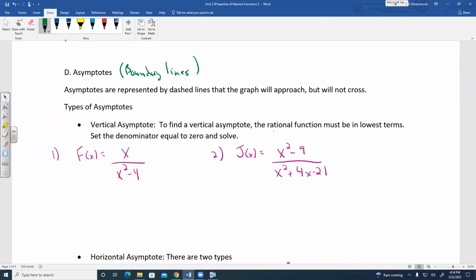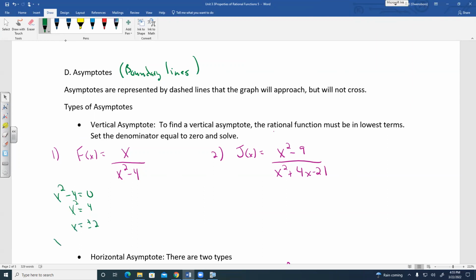So types of asymptotes, we have a vertical asymptote, a vertical boundary line. To find a vertical asymptote, the rational function must be in lowest terms to start with, and then we set the denominator equal to 0 and solve. Notice how I can't really factor the top here, so we just set the denominator equal to 0. So I have x squared minus 4 equals 0. The easiest way to solve this is to move the 4 to the other side, take the square root of both sides, and you get x equals plus or minus 2.